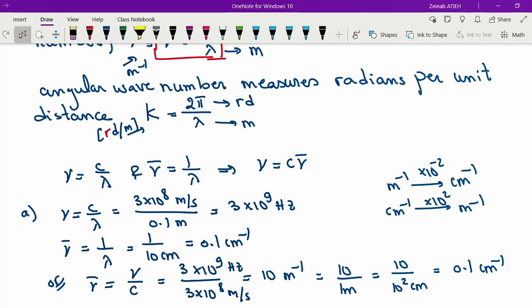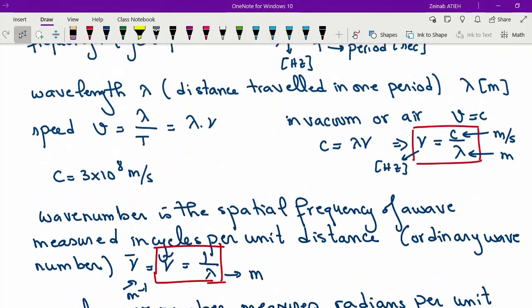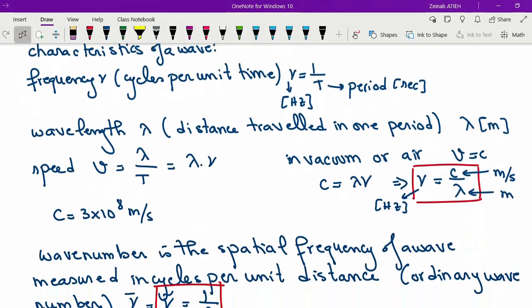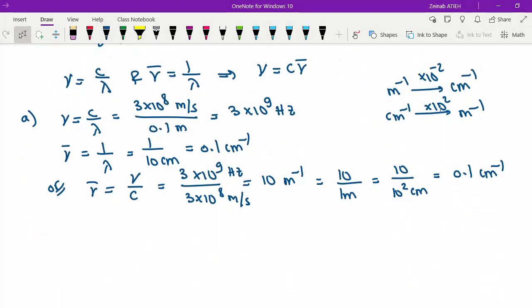In the second part, we have lambda equal to 10 micrometer. So you all know that 10 micrometer is equal to 10 times 10 to the power minus 6 meter. Let's change and calculate the wave number before the frequency.